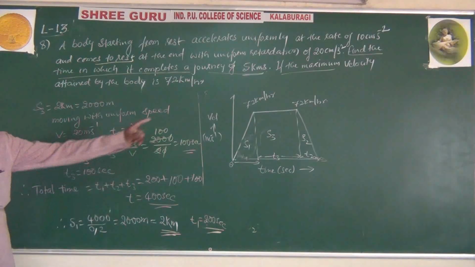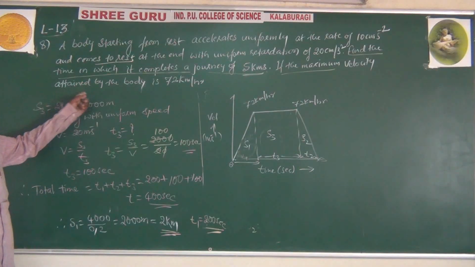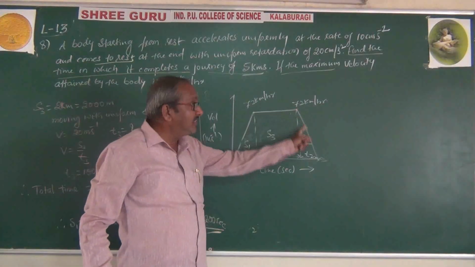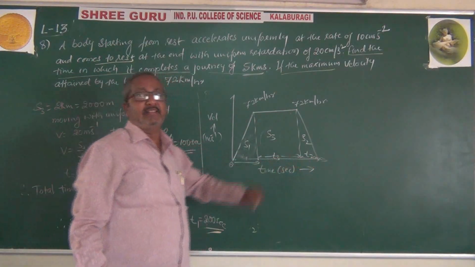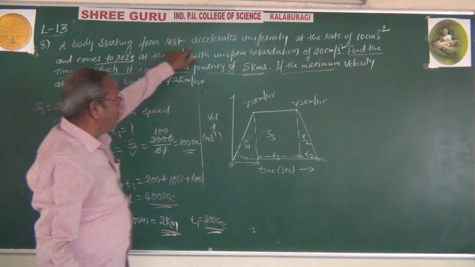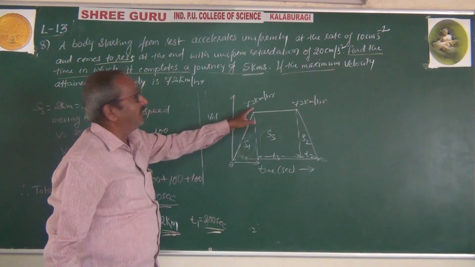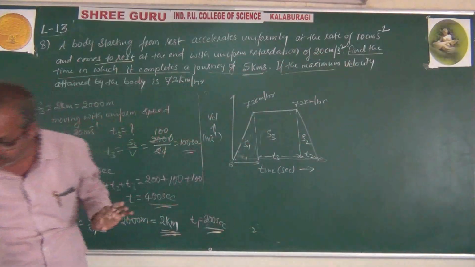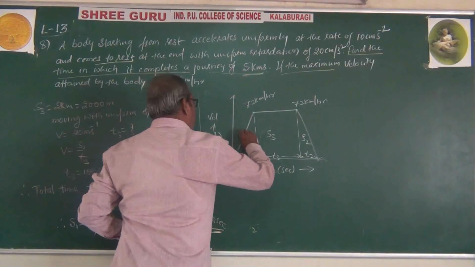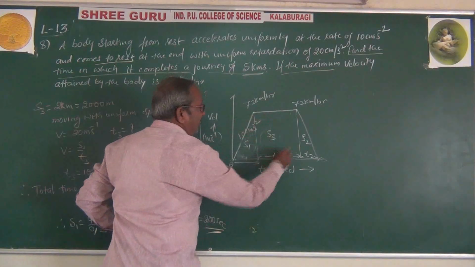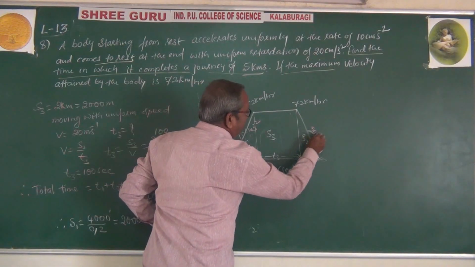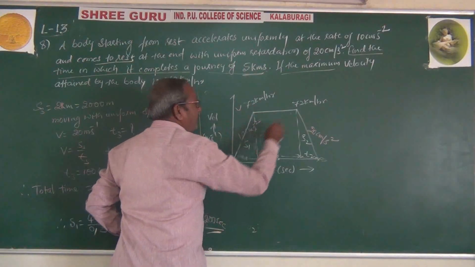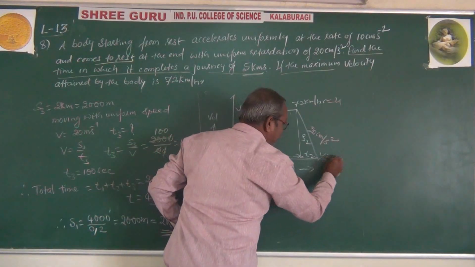The nature of motion of a body will be like this: accelerating, uniform and decelerating. Decelerating means retarding. Here it is mentioned the body starts from rest and accelerates. Acceleration is at the rate of 10 centimeter per second. Here 10 centimeter per second, here 20 centimeter per second. Here initially it is 0 and final is this one. Here this is initial and final is 0.